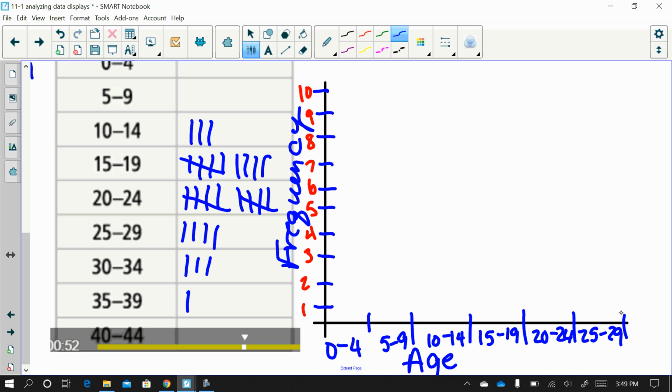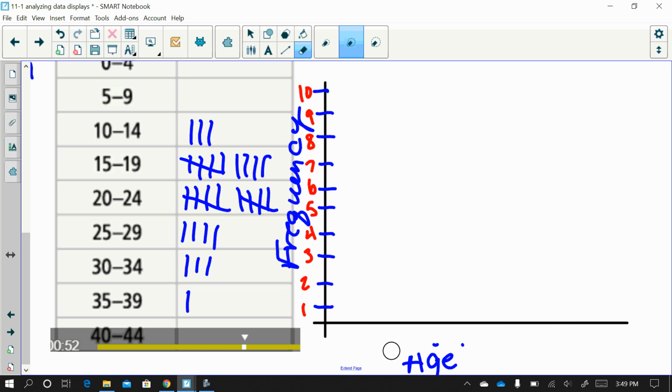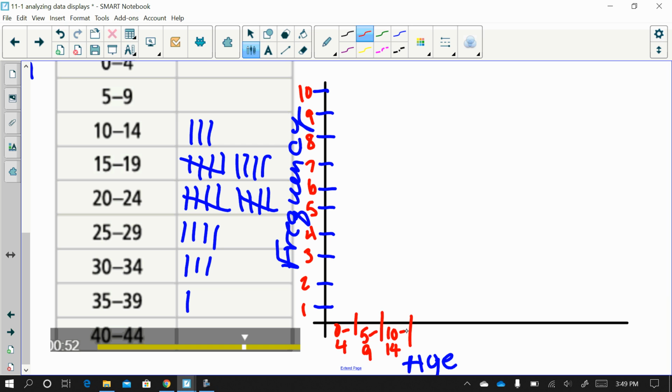I'm out of room. Actually, I'll go smaller here. Sorry about that, guys. Okay, let's try this again. 0 to 4. 5 to 9. 10 to 14. 15 to 19. 20 to 24. 25 to 29. 30 to 34. 35 to 39. And 40 to 44.